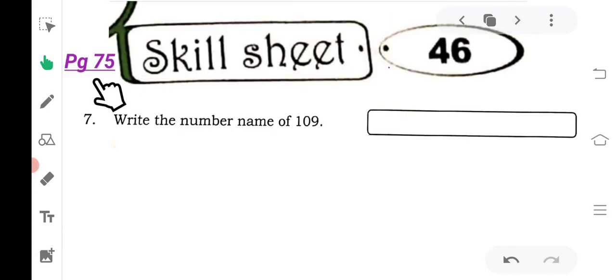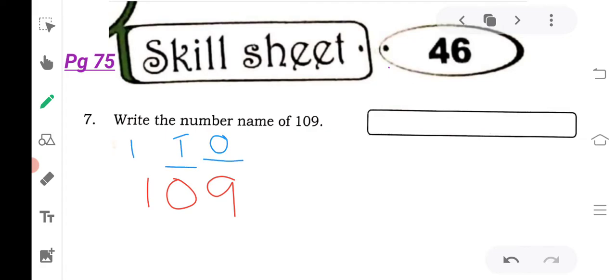On page number 75 in your skill sheet 46, it is given question number 7. Write the number name of this number. As you have done only tens and ones form, see, 3-digit numbers are there. If it is given 109, you will read it like this. We start with ones, then tens, then comes your hundred. So this number is 109, and you have to write the number name of this 109.